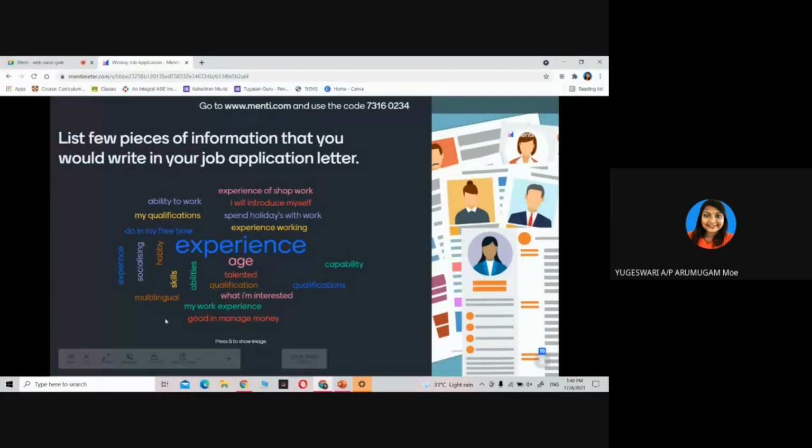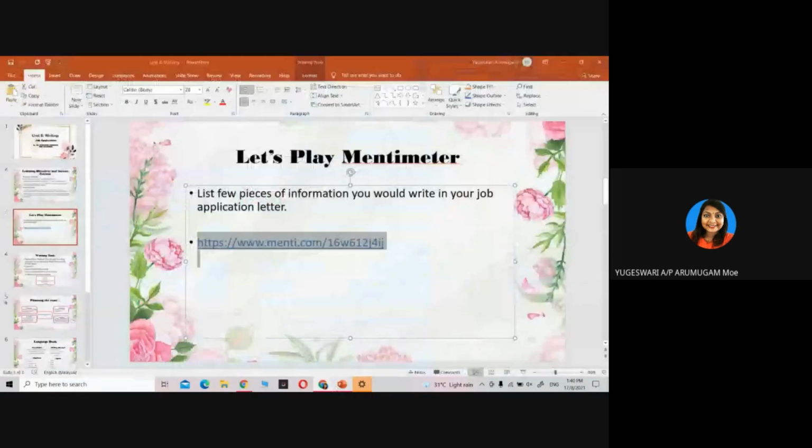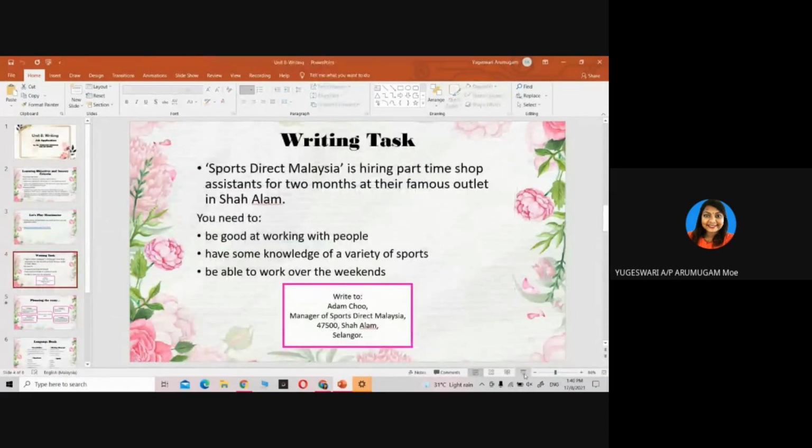Okay, I'm going to close this first and go back to our slides. Okay, so we have played the Mentimeter. Now let's look at the main task.